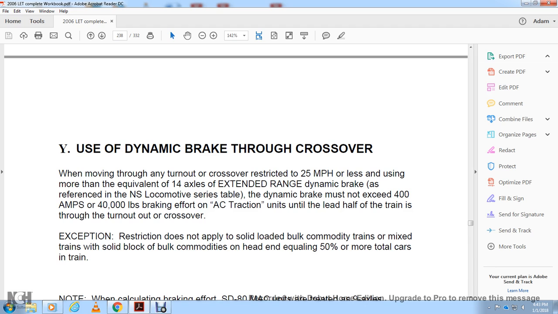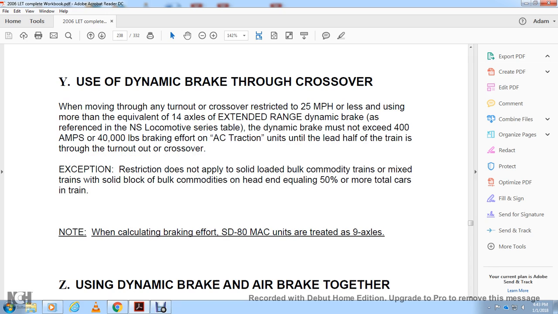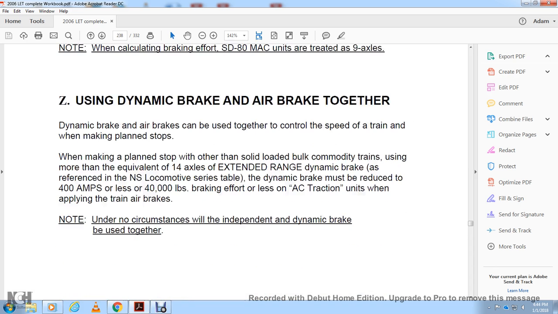Exemption: this restriction does not apply with solid load blocked commodity trains or mixed trains with a solid block of the commodity on the head end equaling 50% or more of the total cars in the train. Note: when calculating braking effort, the SD80MAC units are treated as 9 axles. Using dynamic braking and air brake together: dynamic brake and air brakes can be used together to control the speed of the train when making planned stops.